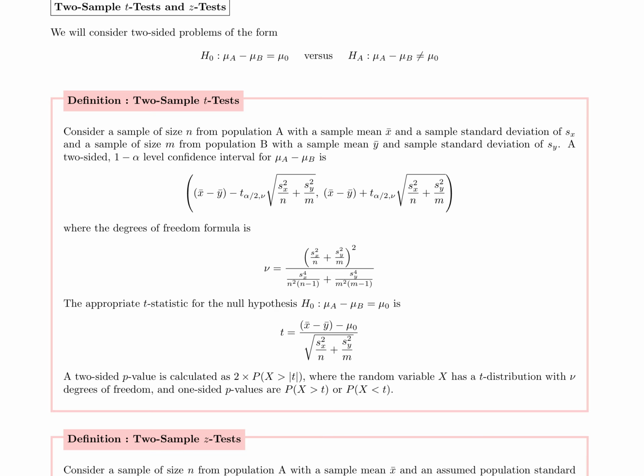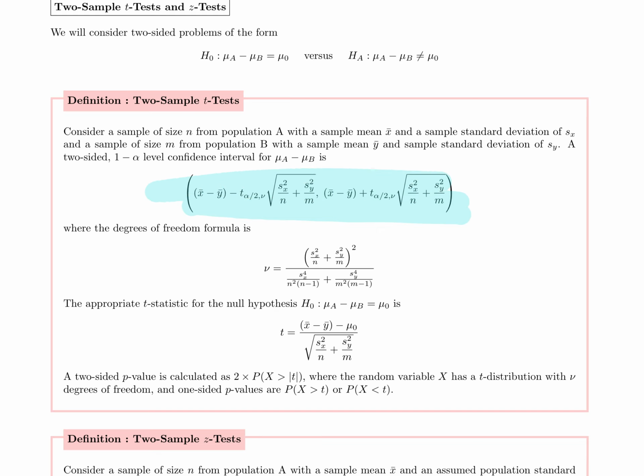If we consider a sample of size n from population A with a sample mean of x bar and a sample standard deviation of s sub x, and a sample of size m from population B with a sample mean of y bar and a sample standard deviation of s sub y, then we know a two-sided 1 minus alpha level confidence interval for mu A minus mu B is given as x bar minus y bar, minus t sub alpha over 2, nu, times the standard error, which is the square root of the sample variances over their respective sample sizes.